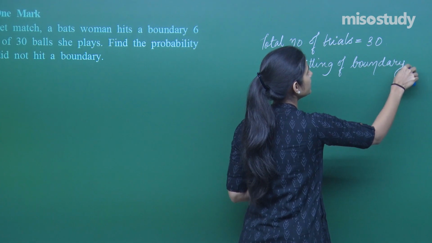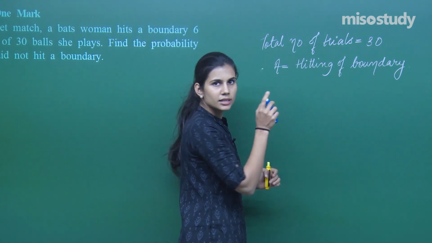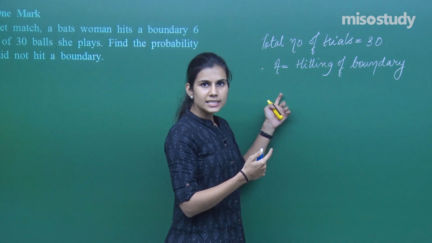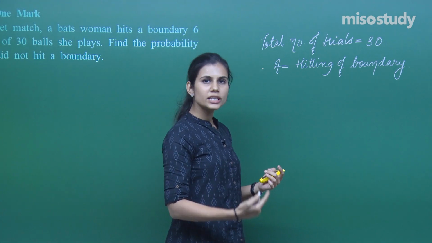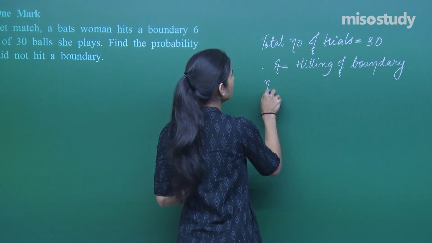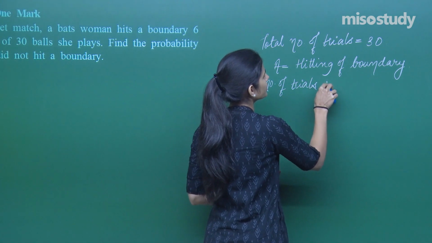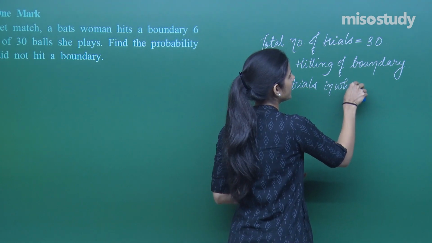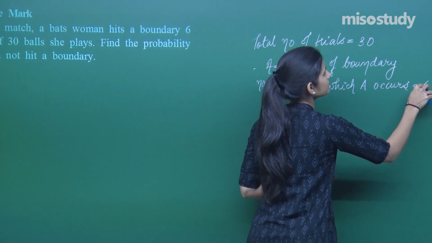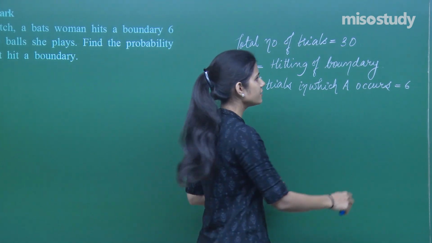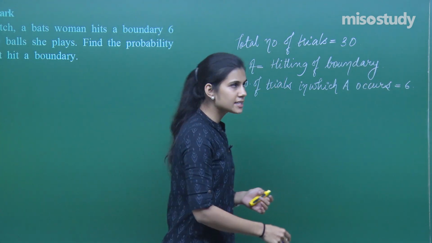then she is able to hit the boundary in 6 balls out of 30 balls. So, number of trials in which event A is occurring are 6. In 6 hits or in 6 plays, she is hitting the boundary. So, number of trials in which A occurs is 6. Out of 30 trials, in 6 trials event A is occurring.